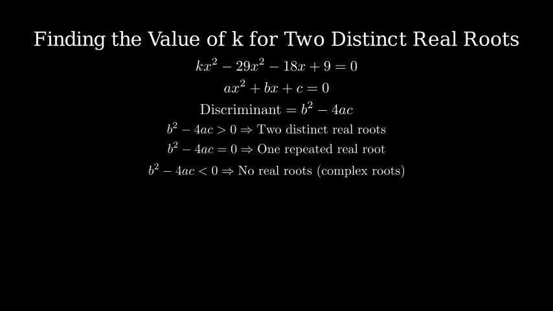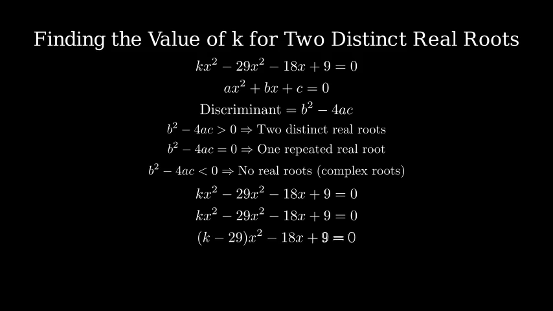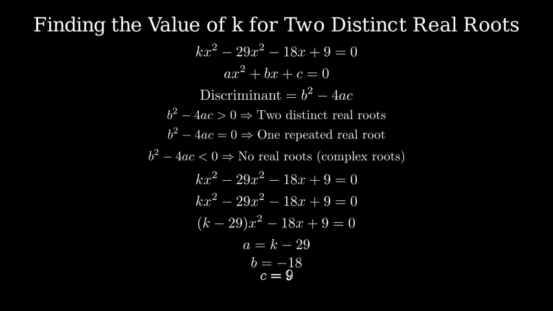Let's go back to our original equation, kx squared minus 29x squared minus 18x plus 9 equals 0. First, I notice there's a slight issue with the equation as written. We have two x squared terms with different coefficients. Let's combine them to get the equation in standard form. Combining like terms, we get (k minus 29)x squared minus 18x plus 9 equals 0. Now, we can identify the coefficients in our standard form equation. a equals k minus 29, b equals negative 18, and c equals 9.